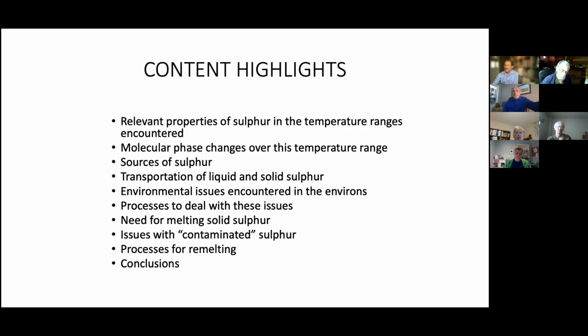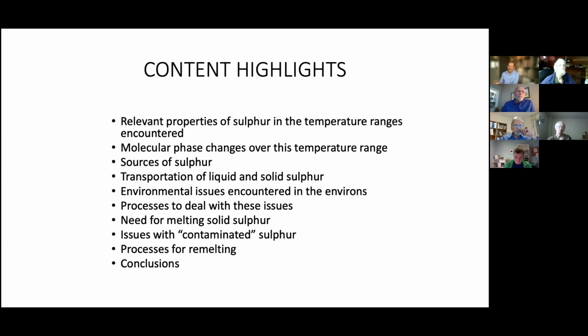So this is the content highlights. The first two parts are the properties of sulfur and the molecular phase changes over this temperature range. You wonder why I'm talking about that, but those are absolutely essential to understand why sulfur behaves the way it does. It has very unique properties, and most producers don't like to deal with sulfur. That's why small companies or sulfur specialists have had a good career doing this.